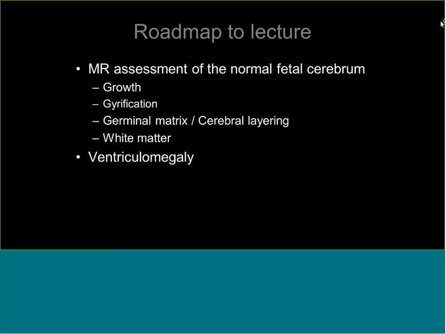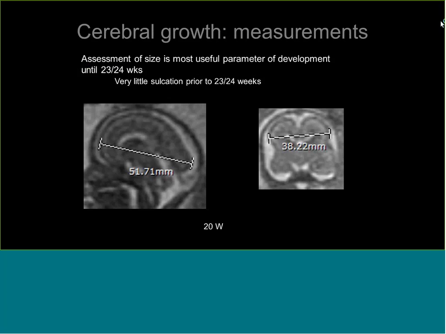So, to follow this lecture, we'll talk about the growth of the cerebrum. We're going to talk then about gyrification, talk about the germinal matrix and cerebral layering that we can observe, and finally discuss a little bit about the white matter of the fetus. And then, in the latter part of the lecture, we're going to talk about ventriculomegaly.